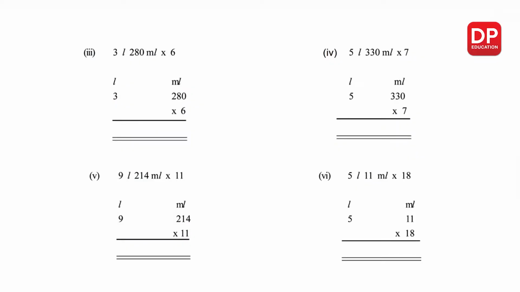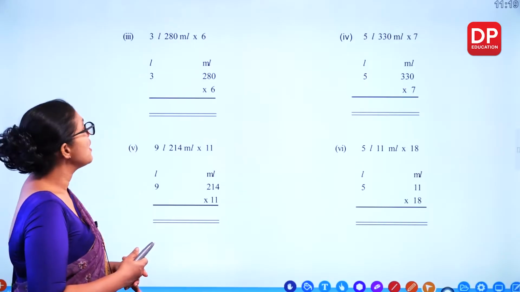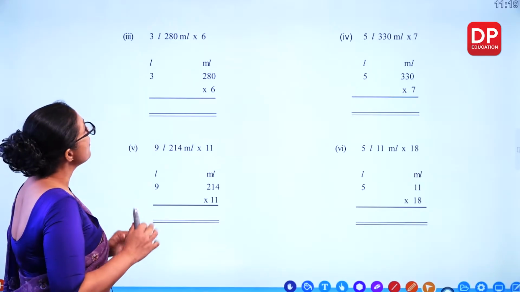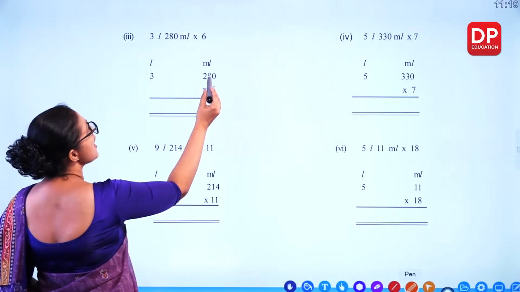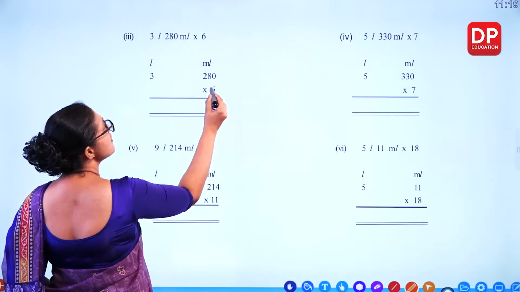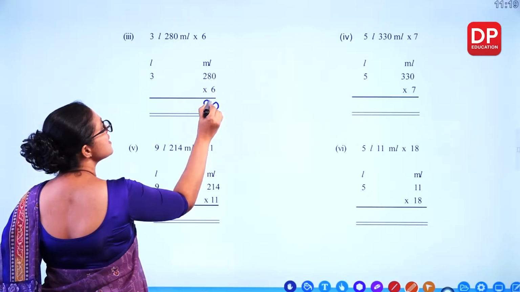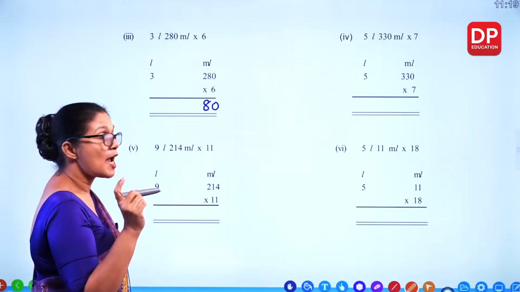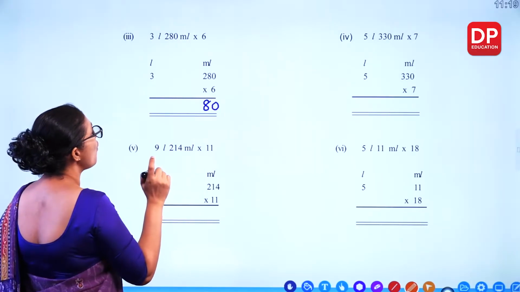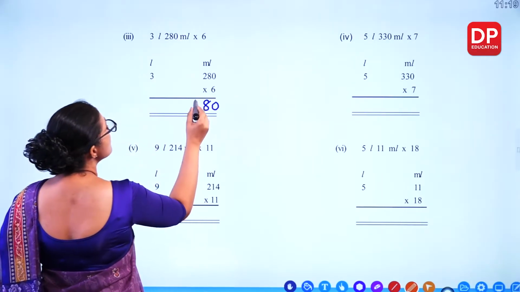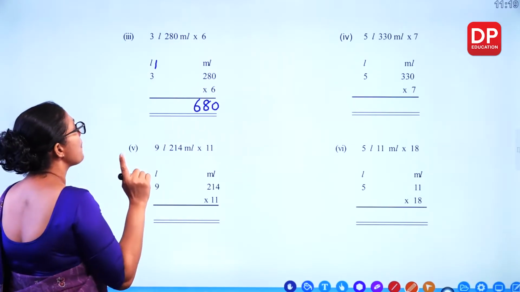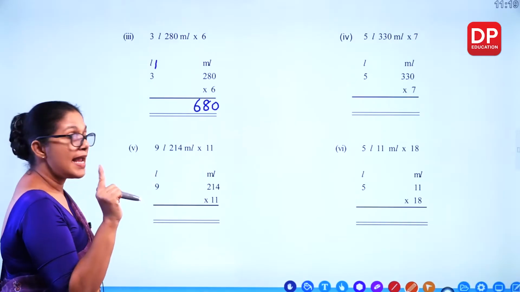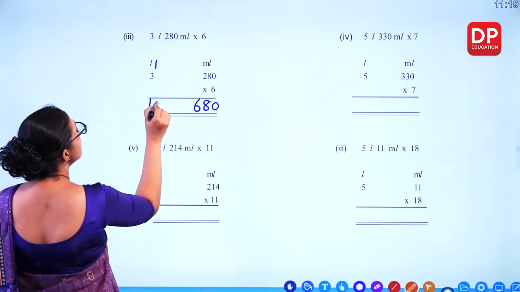Look at this one, multiplication. So you can multiply in a column. So without writing separately, we'll do the multiplication. 6 times 0, 0. 6 times 8, 48. 4 remaining. 6 times 2, 12 plus 4, 16. You write 6 here and take 1. 6 times 3, 18 plus 1, 19.